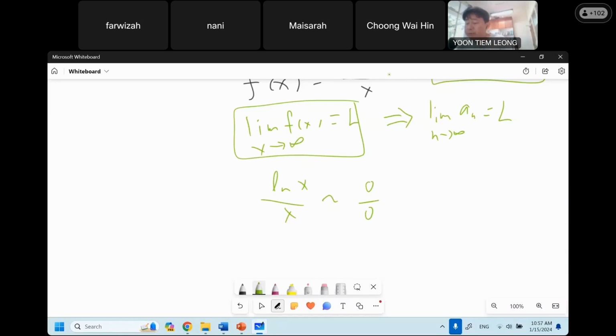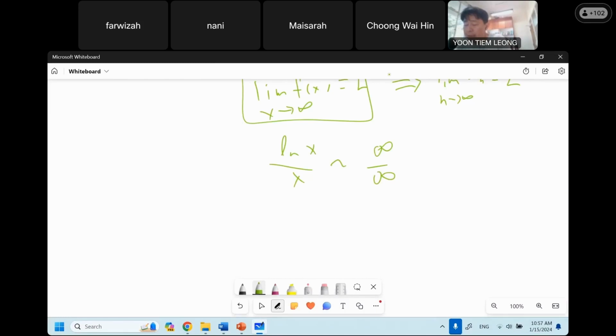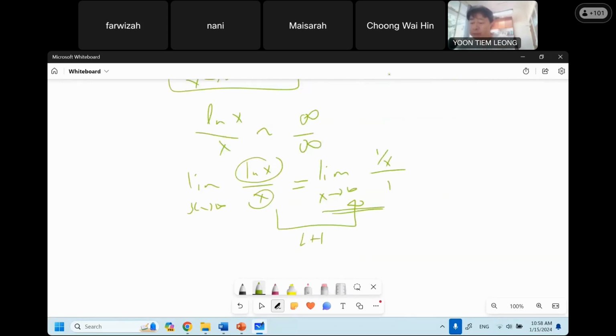Therefore, we have to apply L'Hopital's rule to calculate the limit of ln x over x. I apply L'Hopital's rule once. I take the differentiation of log of x, which gives 1 over x, and the differentiation of x gives 1. So on the right hand side, I am applying L'Hopital's rule, and I obtain the answer to be just 0, because 1 over x tends to 0 when x tends to infinity.